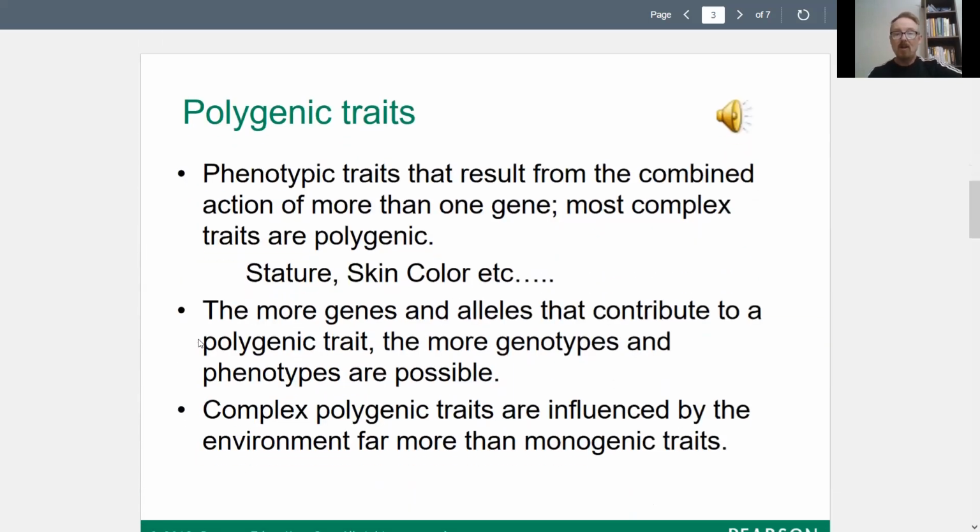Okay, so for polygenic traits, we know it takes multiple genes for one effect. Well, what sort of things do we see these produce in the human body? Well, stature for one, height. If you notice, people don't come in just block sizes of 3 feet, 4 feet, 5 and 6 feet. There's a continuous variation. And if I lined you guys all up, you'd see that variation in the classroom.